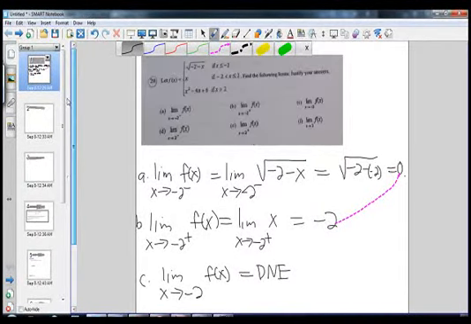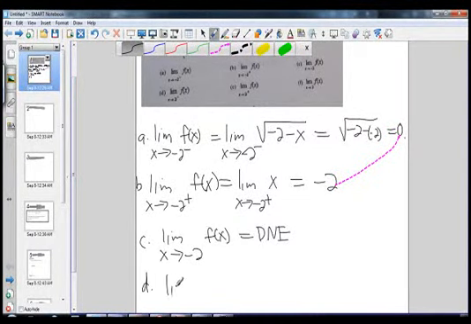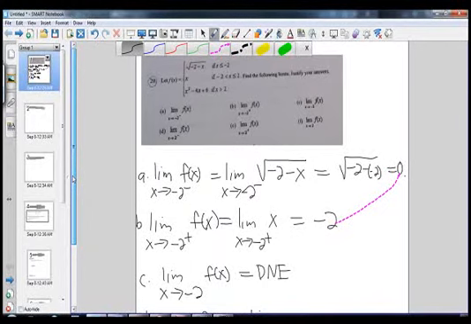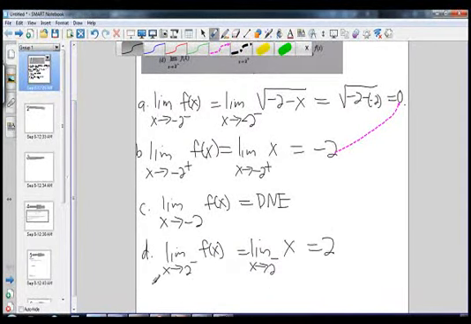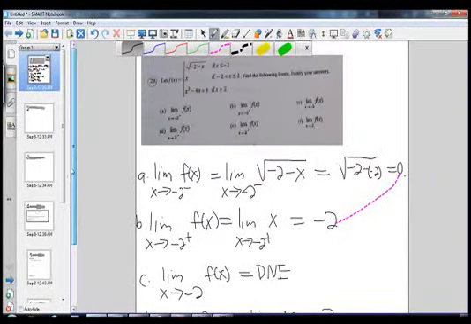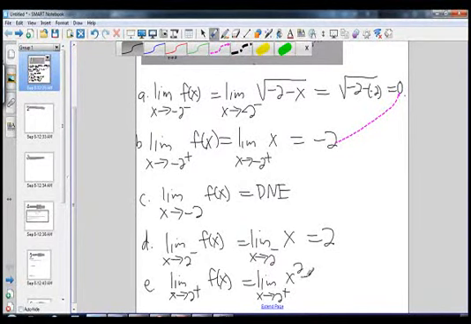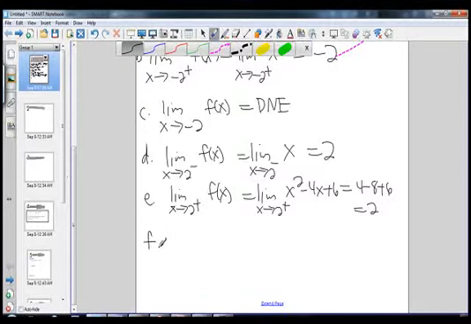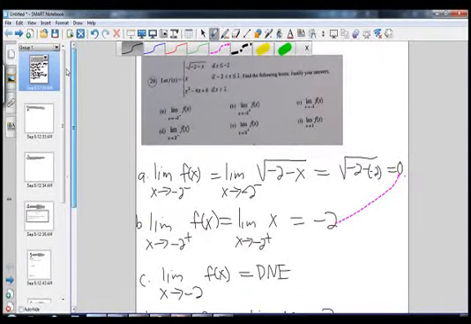Continuing, the limit as x goes to 2 from the left of f of x is equal to the limit as x goes to 2 from the left of x, which is 2, and the limit as x goes to 2 from the right of f of x is equal to the limit as x goes to 2 for values of x bigger than 2. That would be x squared minus 4x plus 6. You just plug in the 2. That's 4 minus 8 plus 6, and that is 2. And because they're equal, the limit does exist. So the limit as x goes to 2 of f of x is equal to 2. Okay?